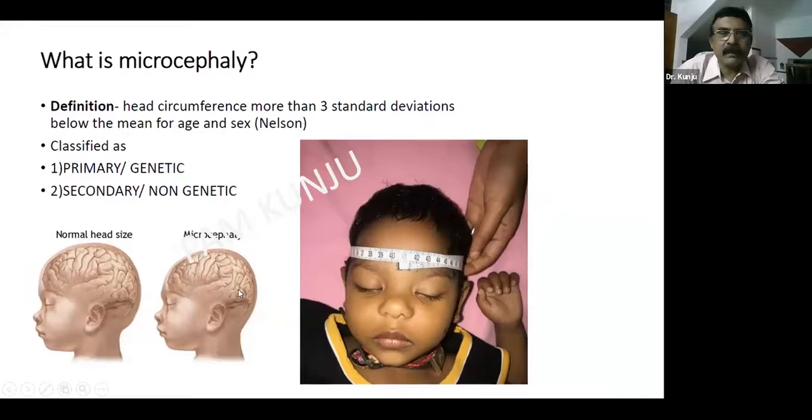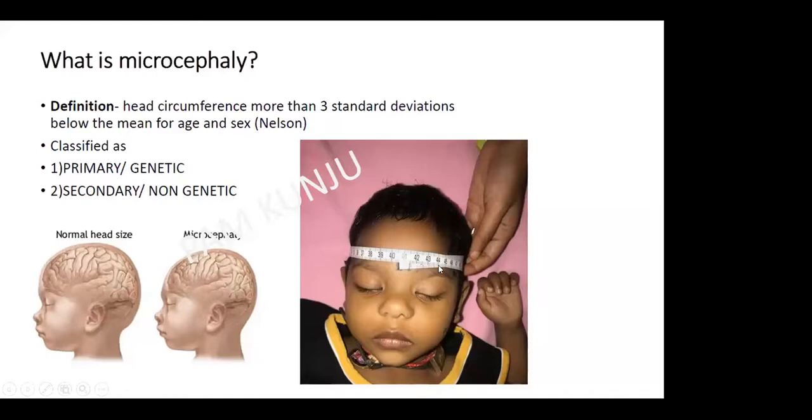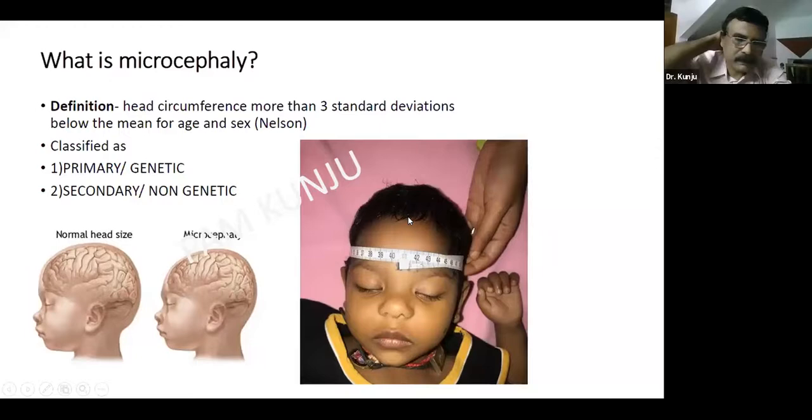So the normal size of the brain will definitely be less in a child with microcephaly. And all of you must know how to measure the head circumference, because many times a child who is crying and struggling to avoid the examination may not allow us to do a proper measurement. But what you have to do is keep the tape in front just above the eyebrows, and posteriorly it must be over the most prominent part, not the occiput, and then you measure the head circumference.